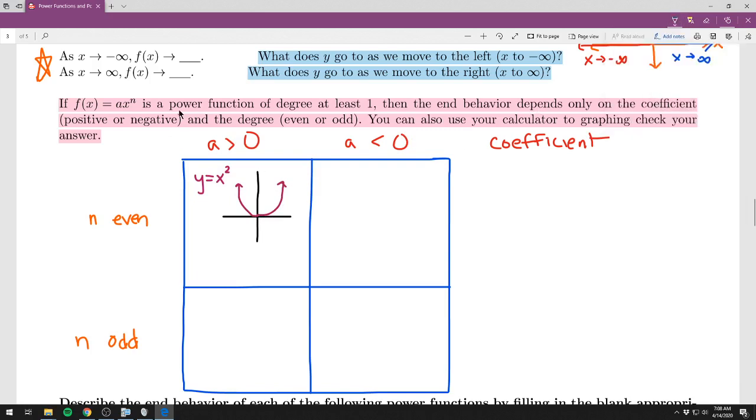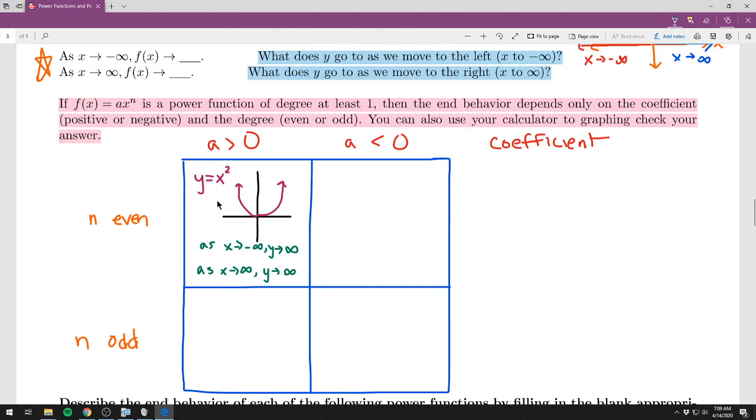And if we ask the end behavior questions for this, as we go to the left, what does y go to? As we go to the right, what does y go to? Well, as we go to the left, y goes to positive infinity. And as we go to the right, the y value is also going to positive infinity. That's what these arrows are for. So as x goes to negative infinity, y goes to positive infinity. And as x goes to positive infinity, as we move to the right, y also goes to positive infinity.